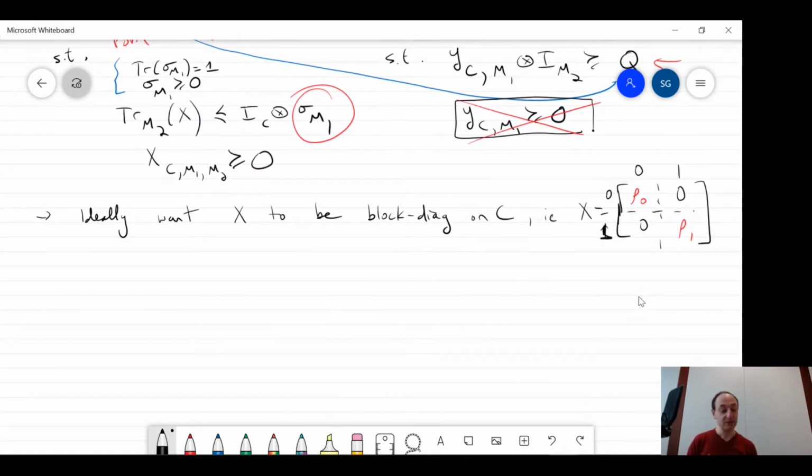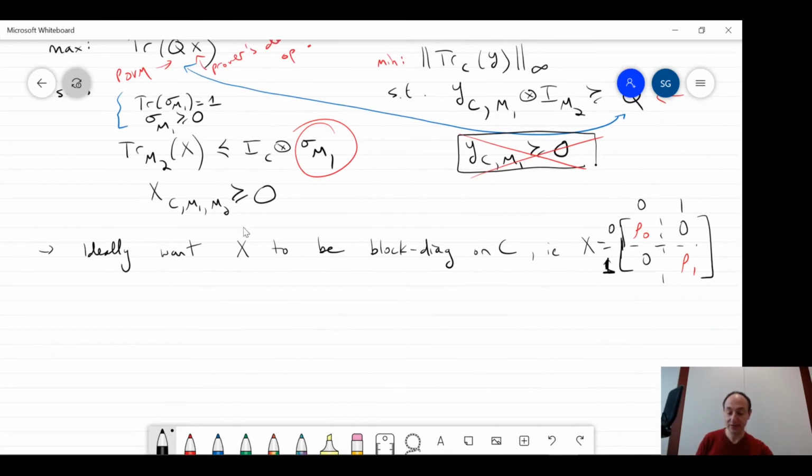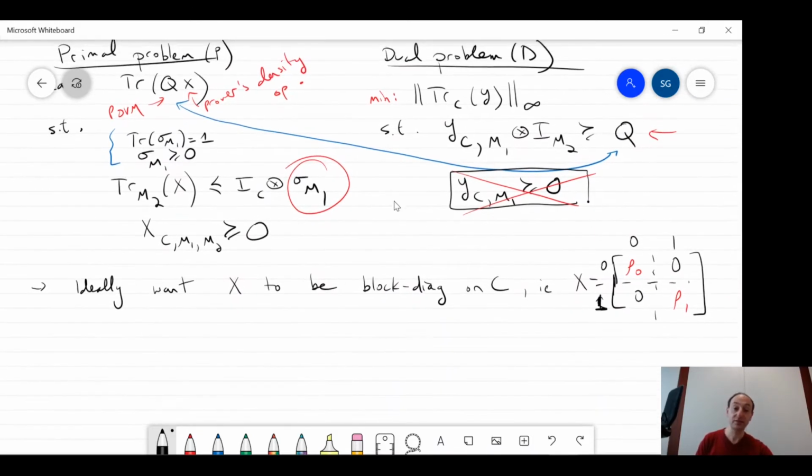Okay, so this is what we want x to look like, right? And we could do this formally in the SDP, right? I could have, instead of writing x as this kind of big black box thing, I could have written it as rho 0 and rho 1 and then kind of stitched things together and still had an SDP. But the point is that it doesn't really matter, right? Because Q here, remember Q is also block diagonal, okay?